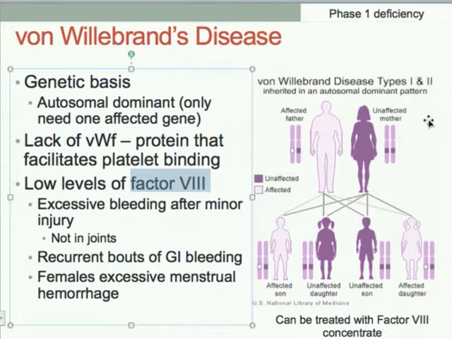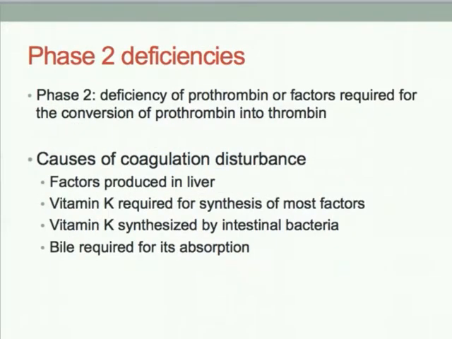So von Willebrand's disease can be expressed by either men or women. It is an autosomal dominant pattern. So if there's 2 copies of the affected gene, then it will be a very strong expression of von Willebrand. So way more GI bleeding and heavier periods.